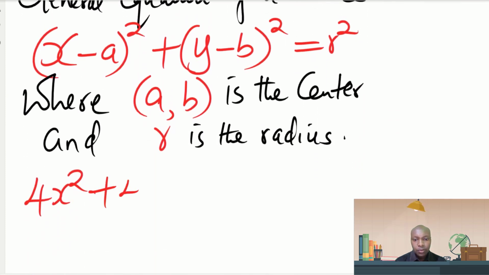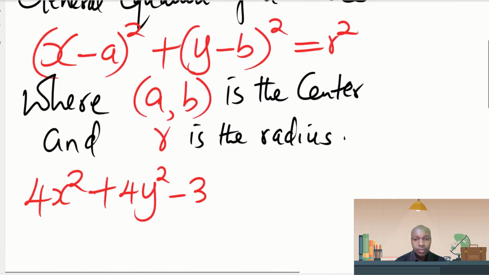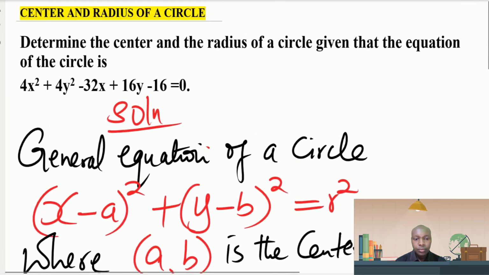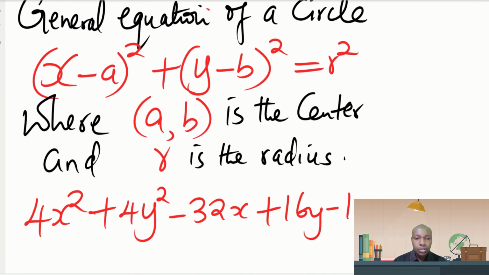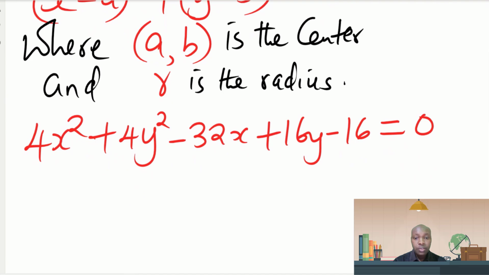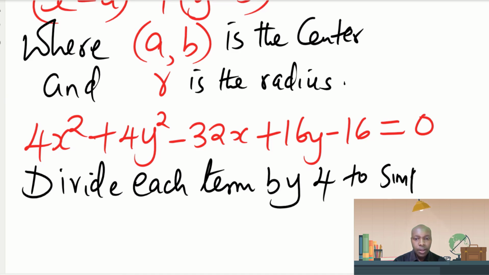4x squared plus 4y squared minus 32x plus 16y minus 16 equals 0. Now, when you look at all these values, we can simplify them by dividing all the terms by 4. So we can divide each term by 4. We're doing this in order to simplify.